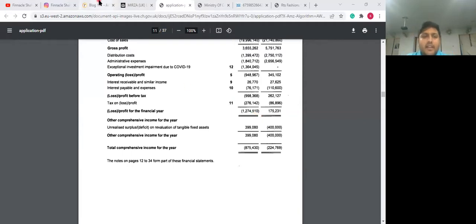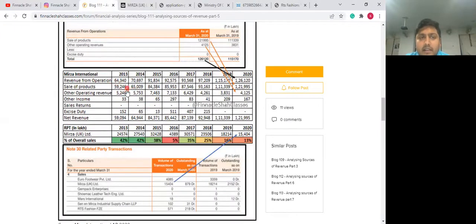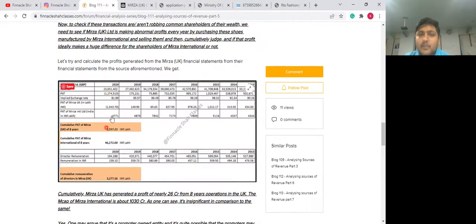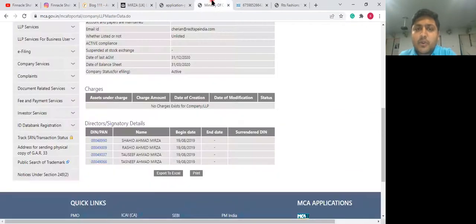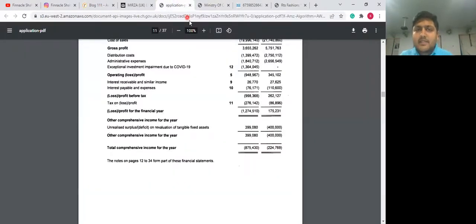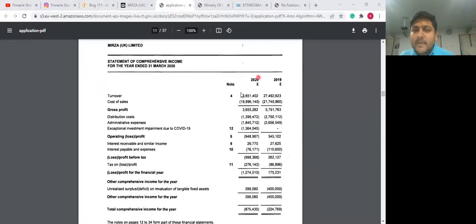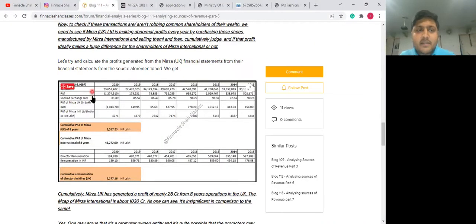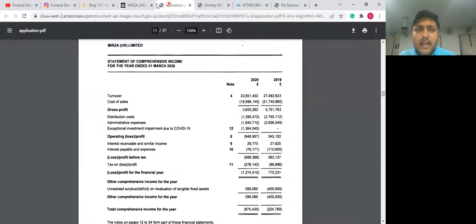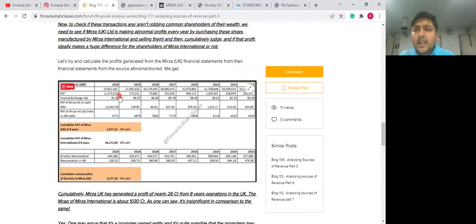So what I have done here is we have collated the data of Mirza UK, as you can see in this image. Let me walk you through. You don't need to be overwhelmed by the size of the data analysis, but trust me, each and every one of you can do this analysis. It's very easy. So for 2020, as you can see, the turnover figure is 23,651,402, and these are in GBP pounds. Moreover, the PAT of that particular year is 1,274,510 in negative. So it's a loss-making 1,274,510. Now these are in GBP.